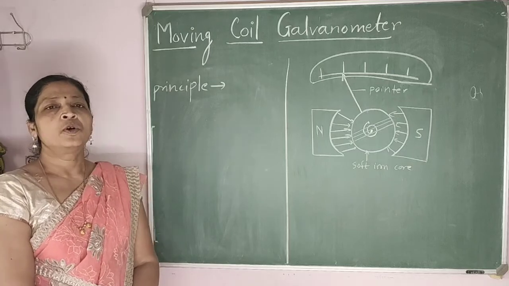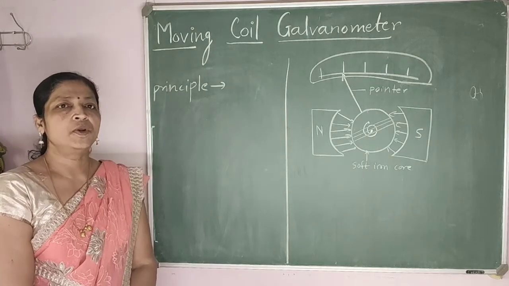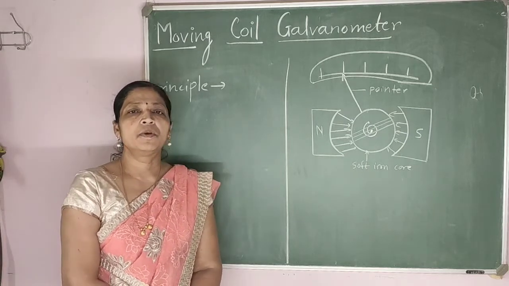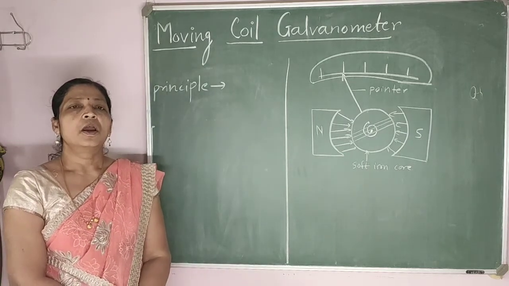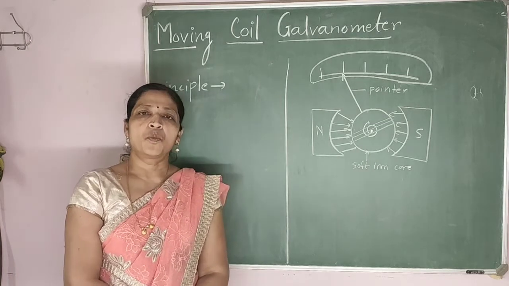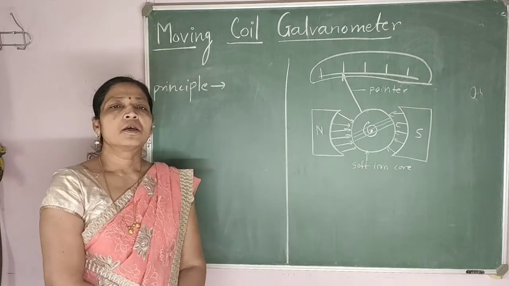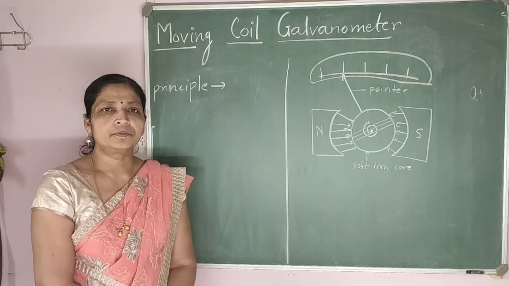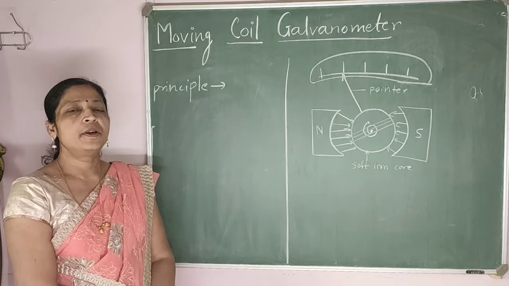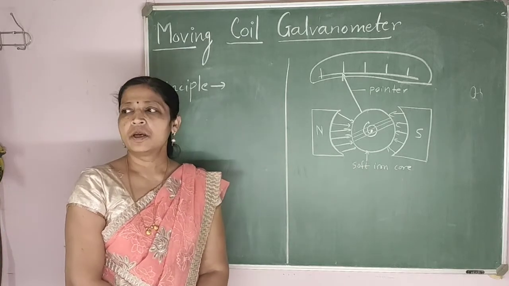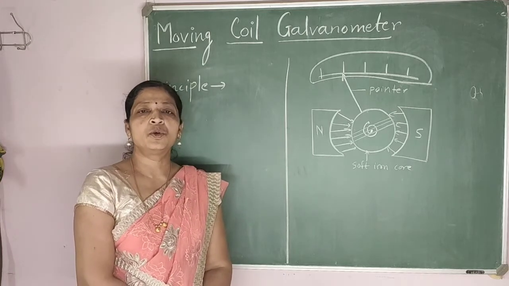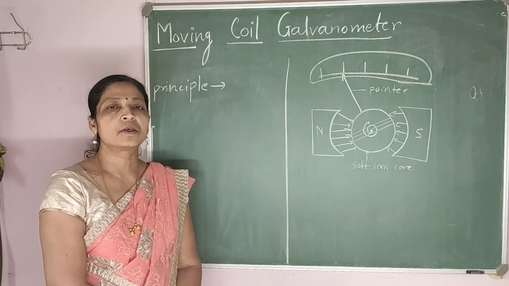Hello students, today we are discussing the topic moving coil galvanometer. In the third chapter, when we were talking about current and voltage or potential difference, what are the instruments used for measuring current? Ammeter. Ammeter is a device which is used for measuring current. In the same way, voltmeter is a device which is used to measure a potential difference.